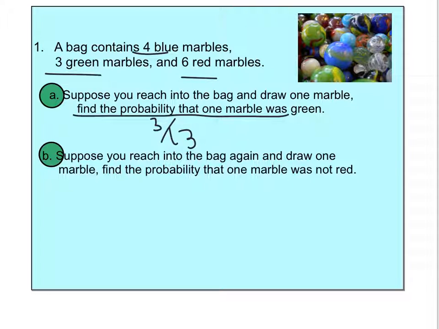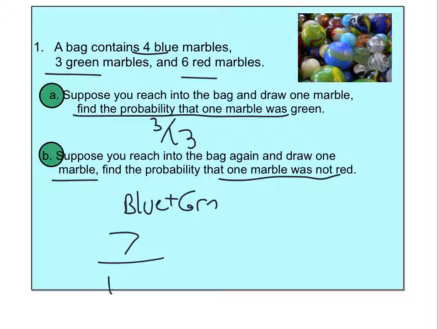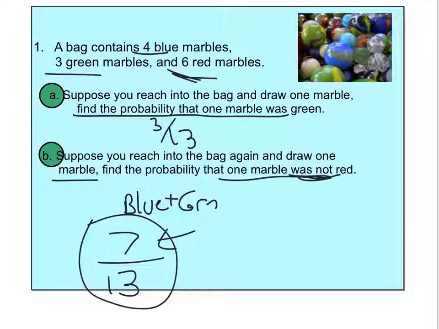So if I reach in the bag again, draw a marble, and figure out that it was not red. Okay, so not red means it can be blue or it can be green. So I want the blue and the green, so that's going to be 7 out of 13. That's my probability that it's not red, because I have 6 red marbles. I need anything but red, so that's why that goes on top.